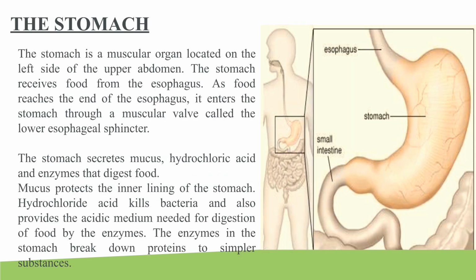The stomach is a muscular organ that receives food from the esophagus via the lower esophageal sphincter. It secretes mucus, hydrochloric acid, and enzymes. Mucus protects the stomach lining, while acid kills bacteria and aids enzyme activity, which breaks down proteins into simpler substances.